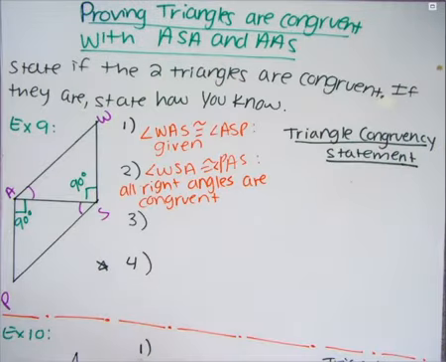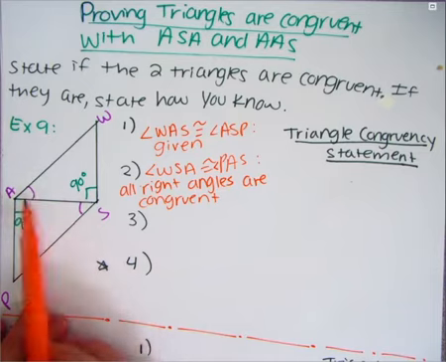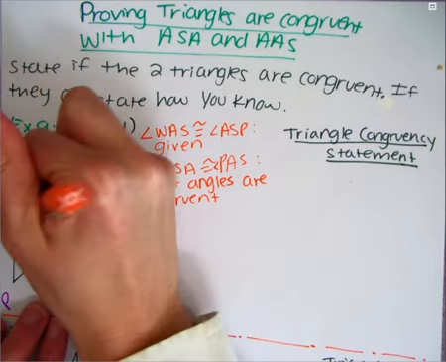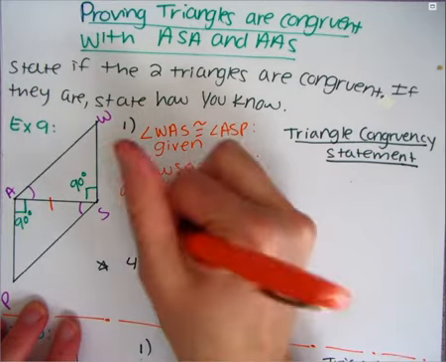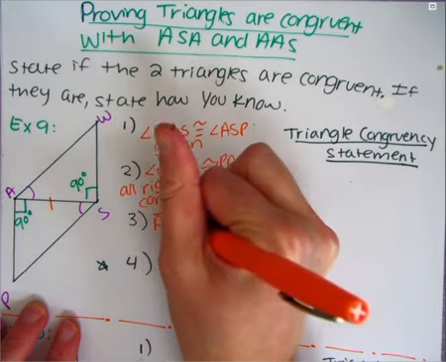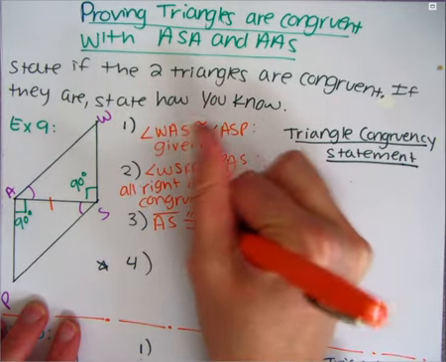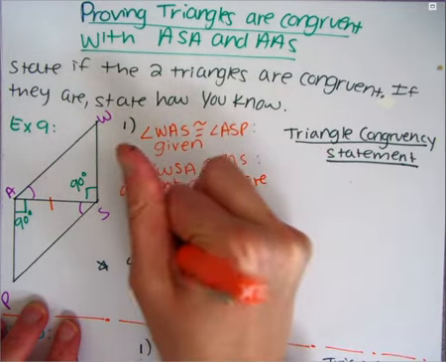Okay, so I'm going to start with the reflexive side. Do you guys see how this side, side AS, is in the top triangle and the bottom triangle? So I can say AS is congruent to itself by the reflexive property.